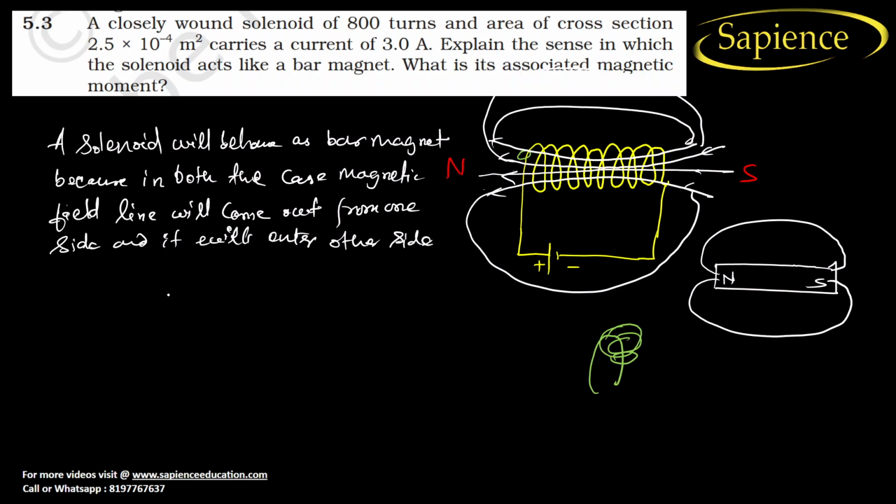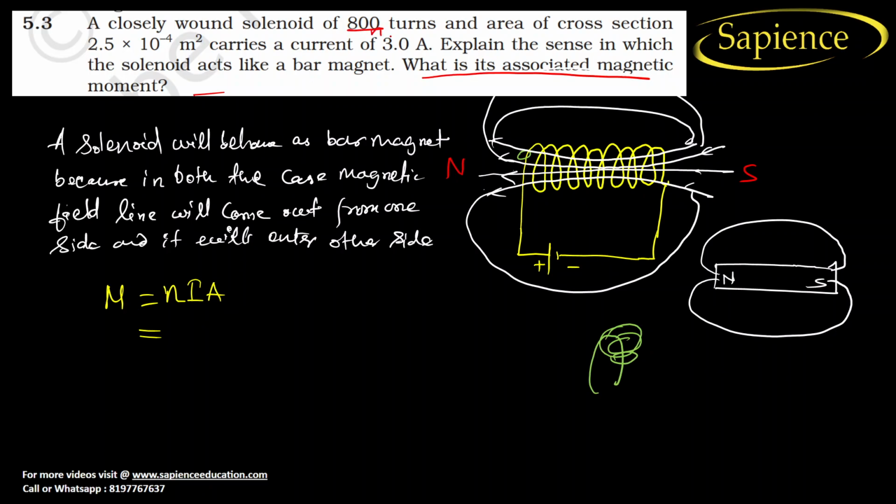So this is the way we can explain it. Now at the same time they are also asking what is the magnetic moment associated with it. You know the formula for the magnetic moment. Can you guess the formula? Try to do it on your own. It is NIA.